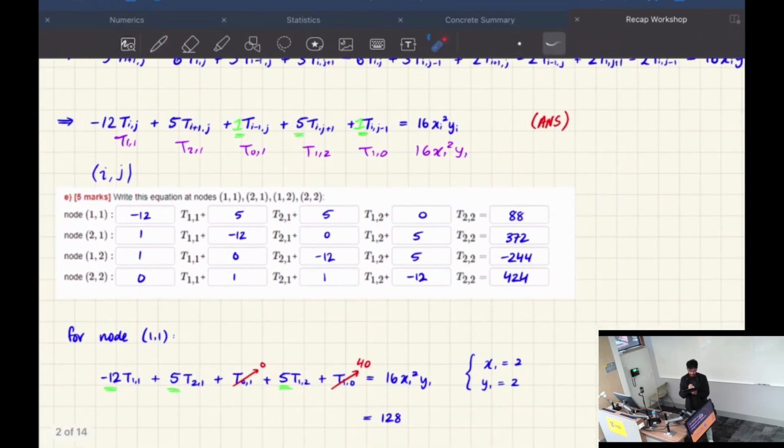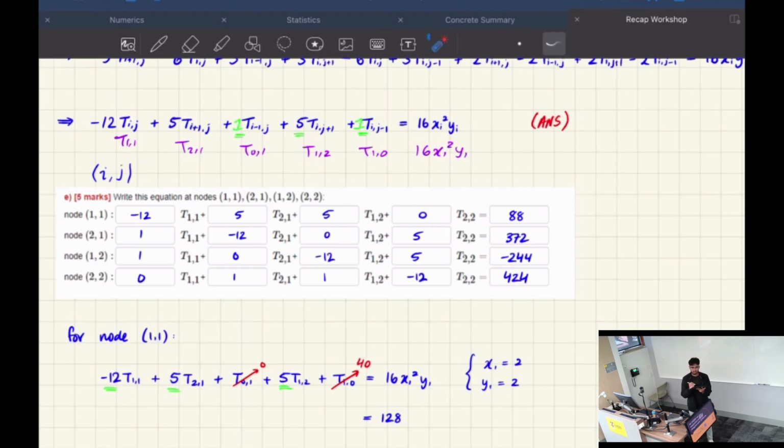And what we have to do is find the coefficients of each of these ones and match them up. Okay? So for T(1,1), see where it is? It's over here. The coefficient is negative 12. For (2,1), which is over here, our coefficient is 5. For (1,2), which is over here, our coefficient is also 5. For (2,2), we can see that there's no (2,2) for the node (2,2). There's no temperature point that we can find at the moment. So we just let it be 0.